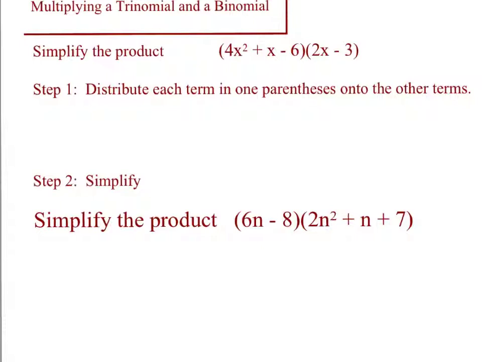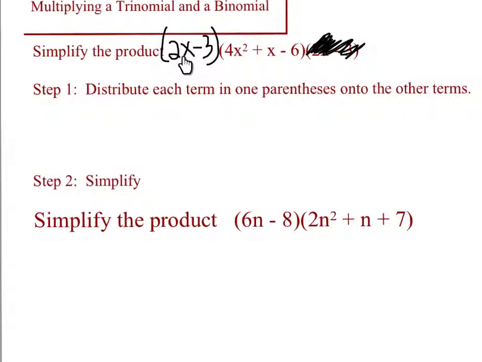Now I'd like to show you how to multiply a trinomial to a binomial, or vice versa. Notice that this binomial is on the right side of the trinomial, so I usually don't like that. I will rewrite it over here. If you remember what I said about multiplying binomials, that you could think of it as repeated distributive property, same thing here. What we're going to do is distribute each term in one parenthesis to the other terms.